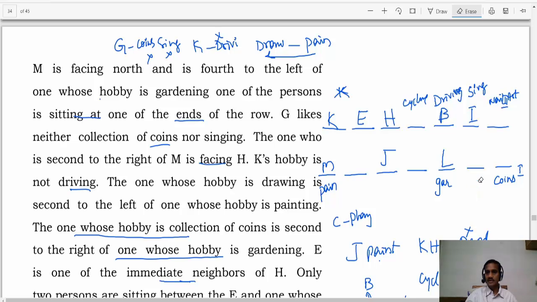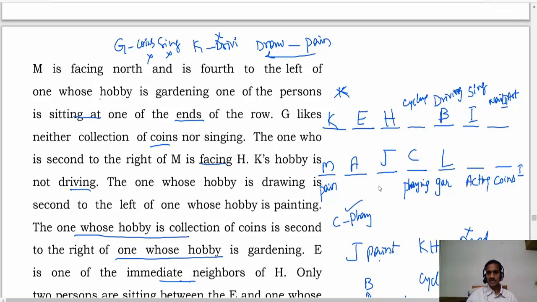Now A is not adjacent to L only. A cannot be in these 2 places, because A and L are in the same row. And A and acting must have exactly 3 persons between them. If A is here, then 1, 2, 3, this person is acting. And C is playing. C cannot be here or here, so this must be C, and C is playing.